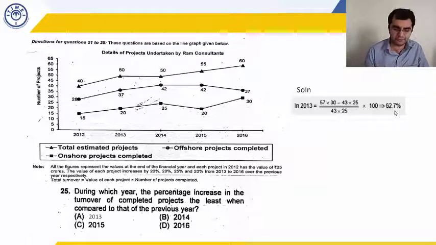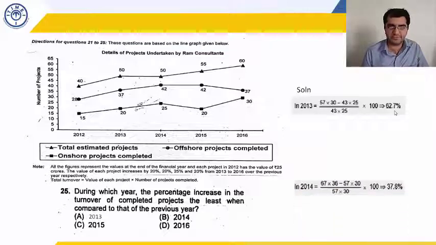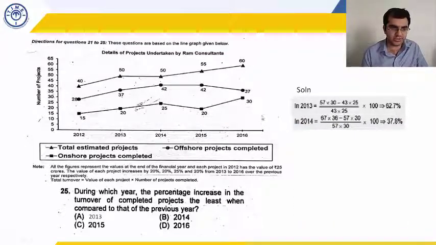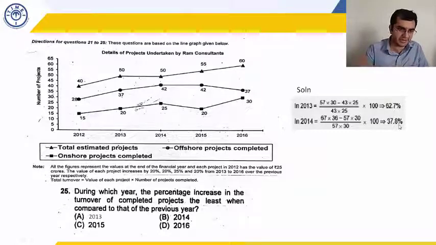This is what you need to do for all of the years 13, 14, 15, 16. Let's look at 2014. Completed project was 42 plus 25, 67. Cost of one project will be 30 into 1.2, increased by 20%, that's 36, minus 57 into 30 is coming from the previous question. Compare divided by 57 into 30. So you get 37.8%. Okay, I hope you are writing down.